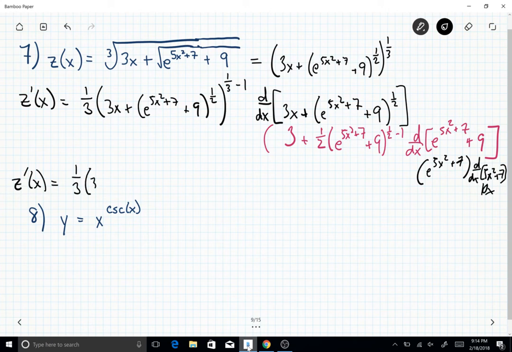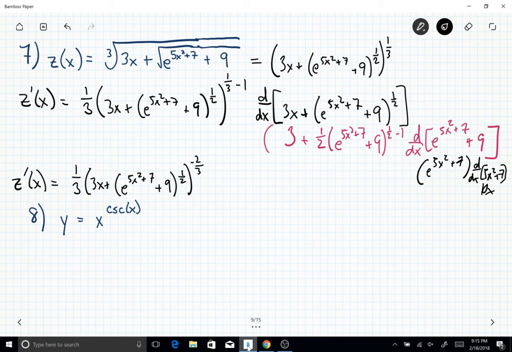So this is 1/3 times 3x plus e to the 5x squared plus 7 plus 9 raised to the 1/2, raised to the negative 2/3, which means it's a cube root squared that should appear in the denominator, essentially with the 3.